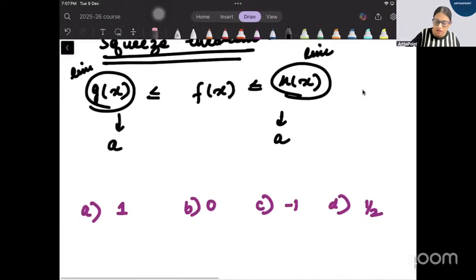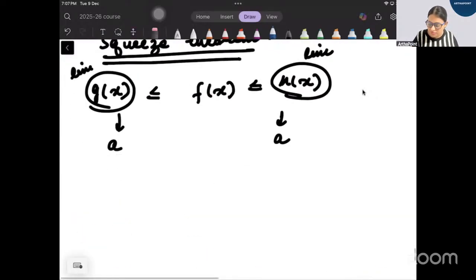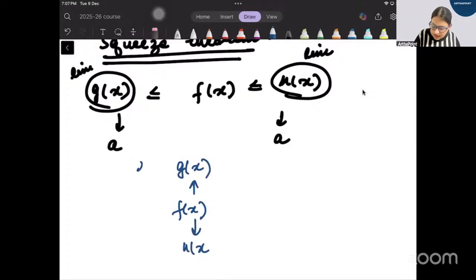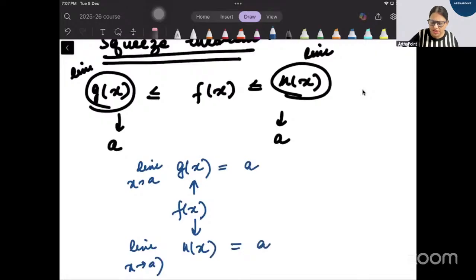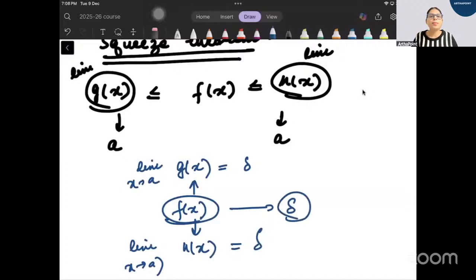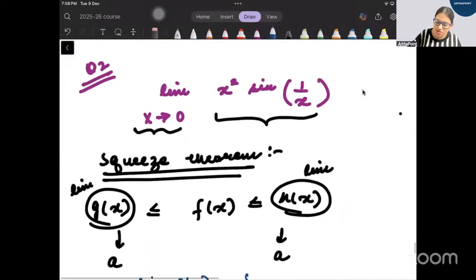I'll say it again. I have a function f(x). f(x) is between g(x) and h(x). And when I apply limit to g(x) and limit to h(x), I get the same answer. Whatever answer you are getting, say some delta, you're getting the same answer. Then even for this function, the answer is that delta only. That is called the squeeze theorem. Let's try to see if that works here.